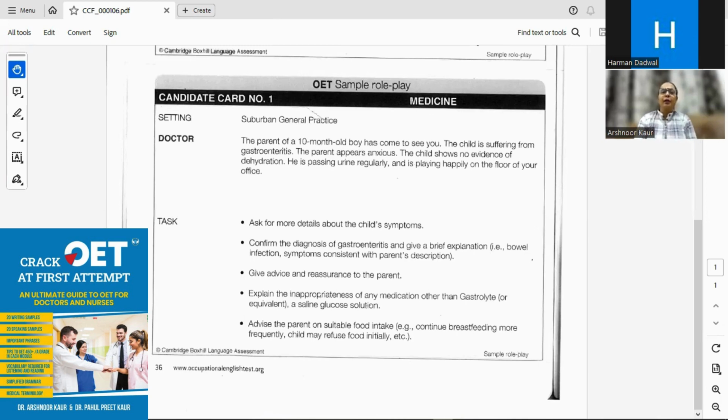Now the patient will start: I'm a parent of a 10-month-old boy, and doctor, just check my child. He's continuously passing stools, and I feel that he'll be losing his water, that is dehydration. Sometimes the patient may not be able to express the ideas by using the particular medical term. One thing very important, doctors, do not use medical terminology to a great extent. Minimize its use so that the patient is able to understand.